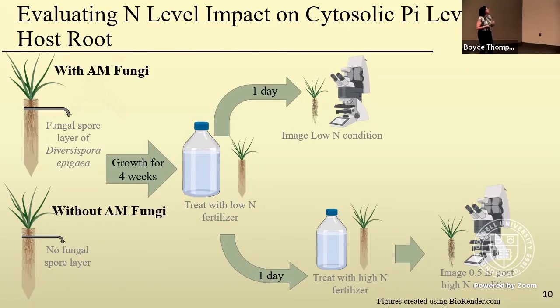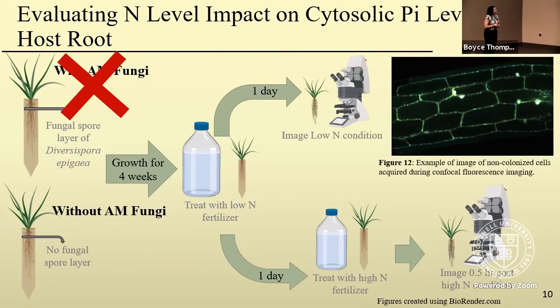the high nitrogen condition. And unfortunately, we did not get fungal colonization with our AM symbiosis condition, so we do not have data for that, but we do have data for the non-colonized without AM symbiosis condition. And then this is an example of what those look like without the fungi present. So just regular cells with the phosphate sensor.